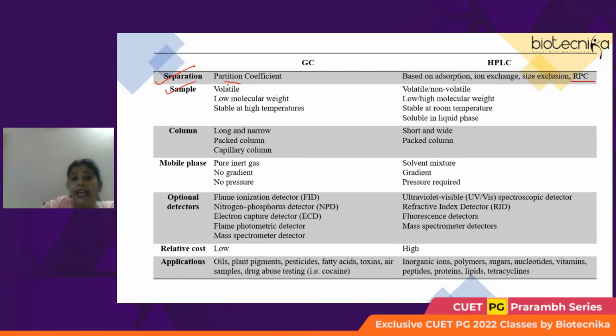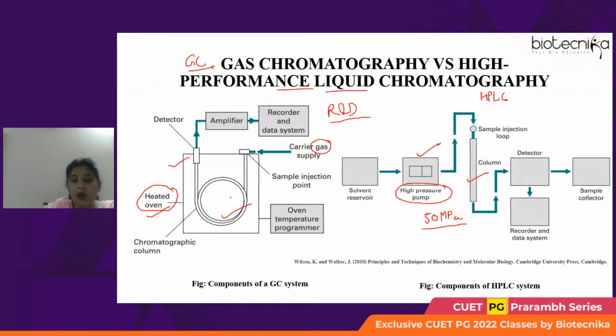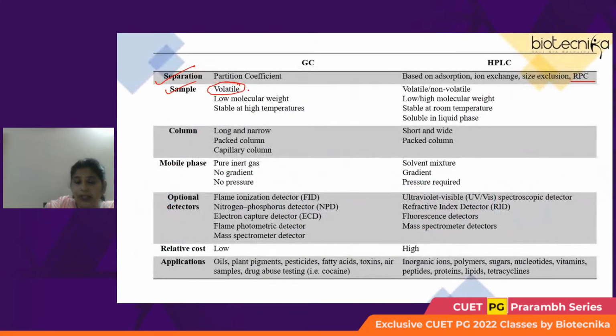Then the sample has to be volatile. Volatile means the sample can be easily converted into gas, because here you are using an oven, right? So when your sample is in the column, you are heating the column so that your sample is in the gas phase, right? So samples should be volatile, and usually for low molecular weight samples we prefer gas chromatography.